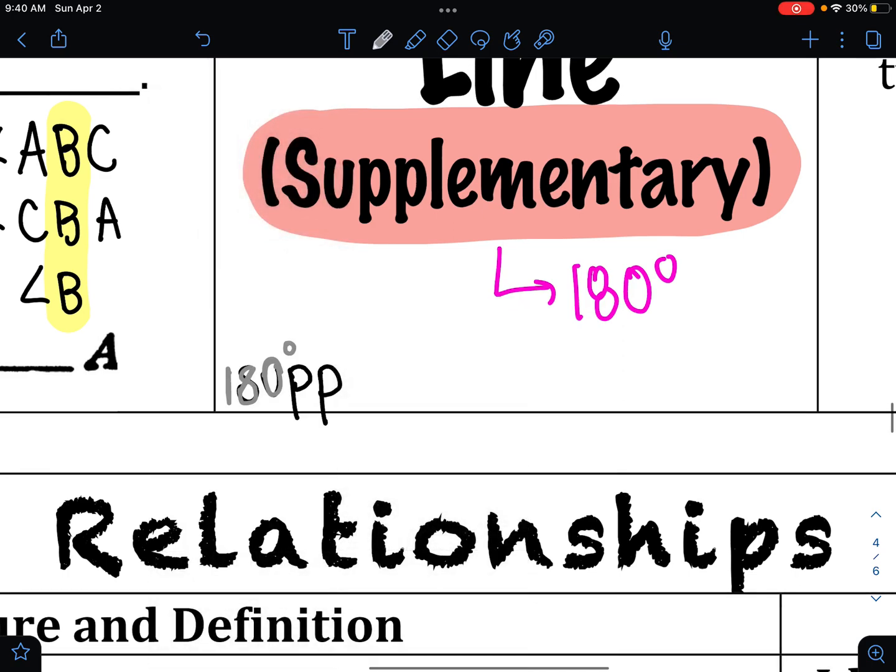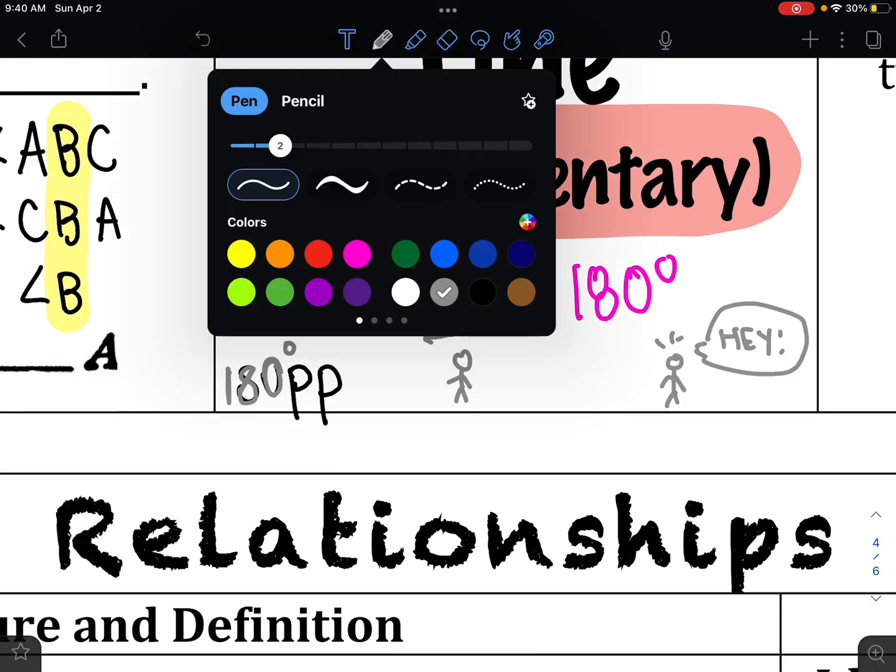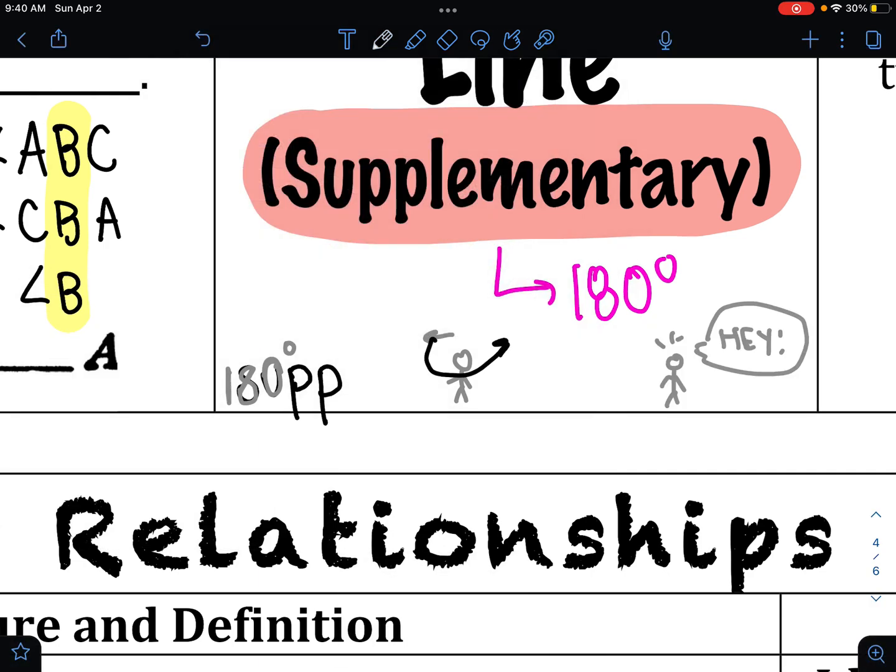Another way that I like to think about this is if you were walking this way and then your friend sees you and they're like, oh my gosh, hey. You would turn around. If you were facing this way, you would turn 180 degrees. So you would turn around 180 degrees. And then what would you say in reply? Sup. So those are two ways you can think of it.